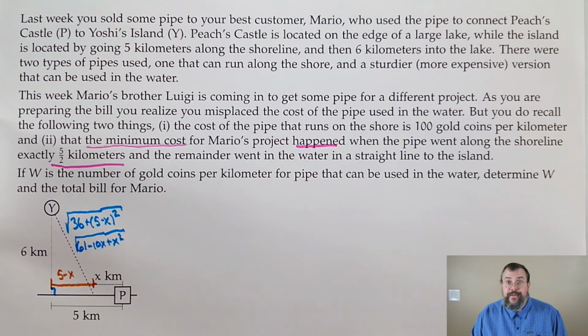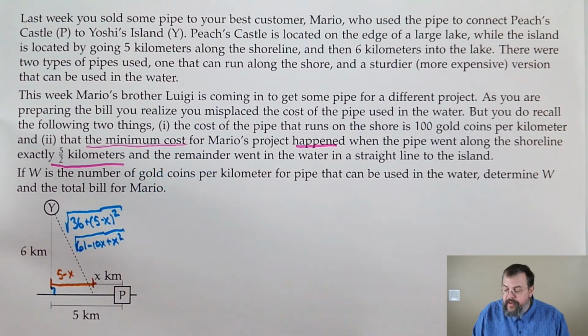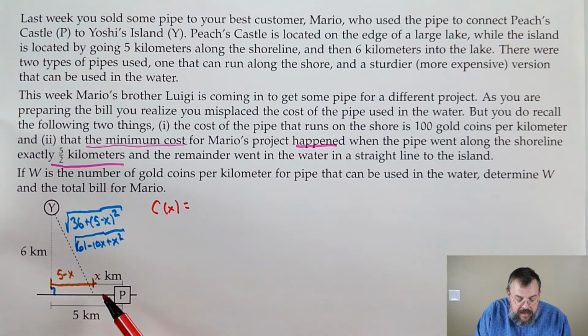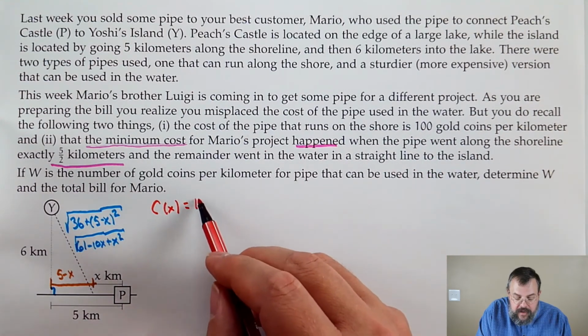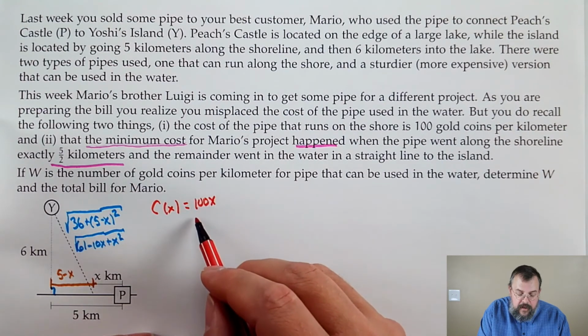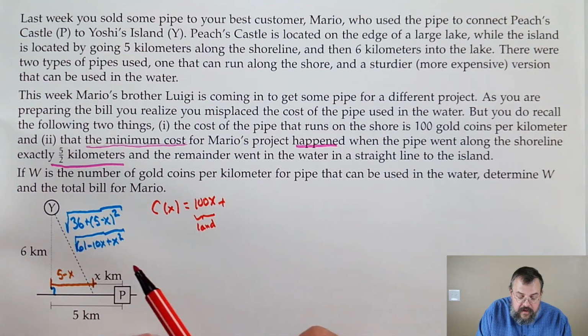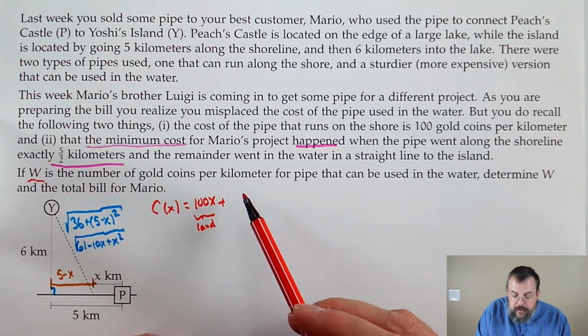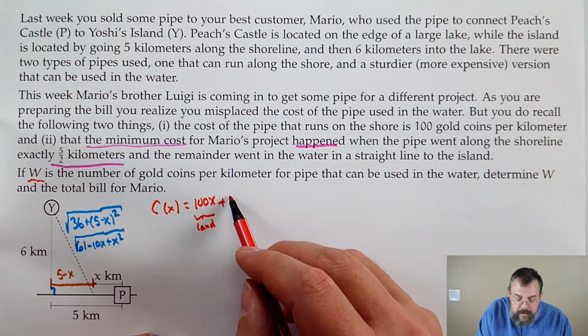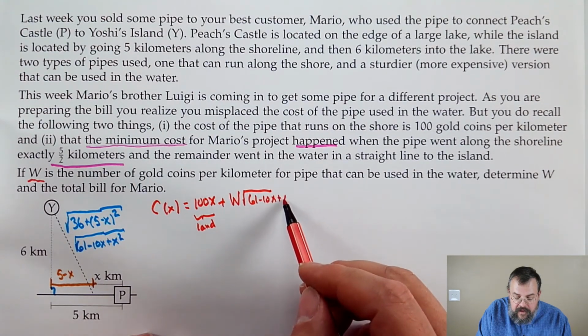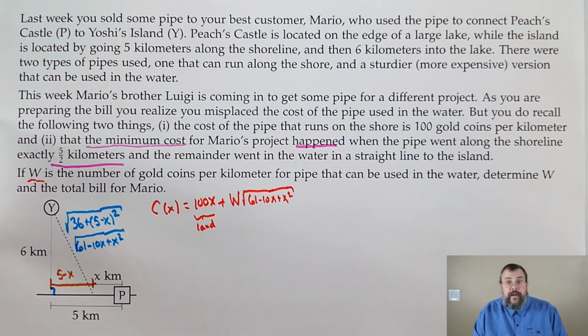So let's figure out the cost, because we had a minimum cost. We have a cost function based off of x. We take however much pipe runs on the land, that's x times 100, so 100x. That's our land pipe. Plus however much pipe is in the water times W. We don't know W, and W is what we're after. It's the number of gold coins per kilometer for pipe that can be used in the water. So W is some unknown number, times the rest of it, the square root of 61 minus 10x plus x squared. So there is our function.